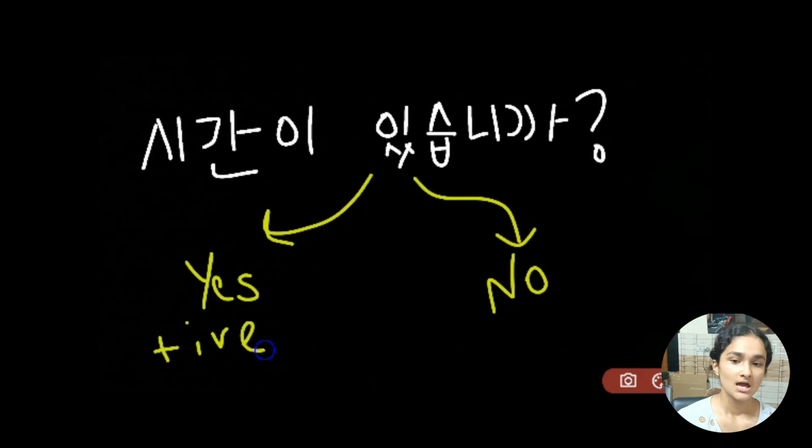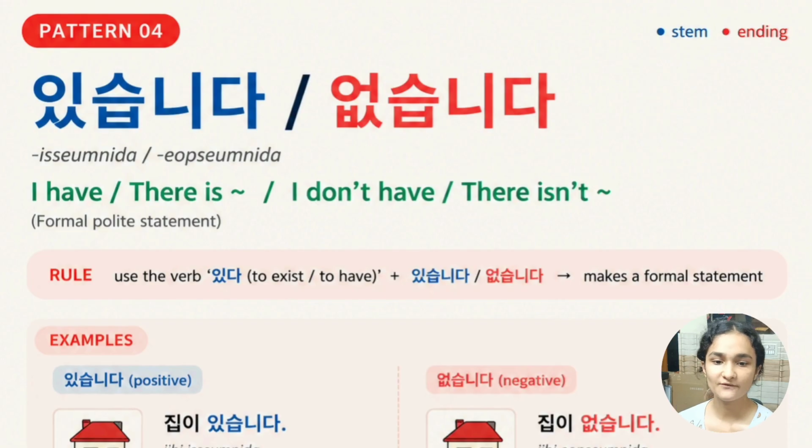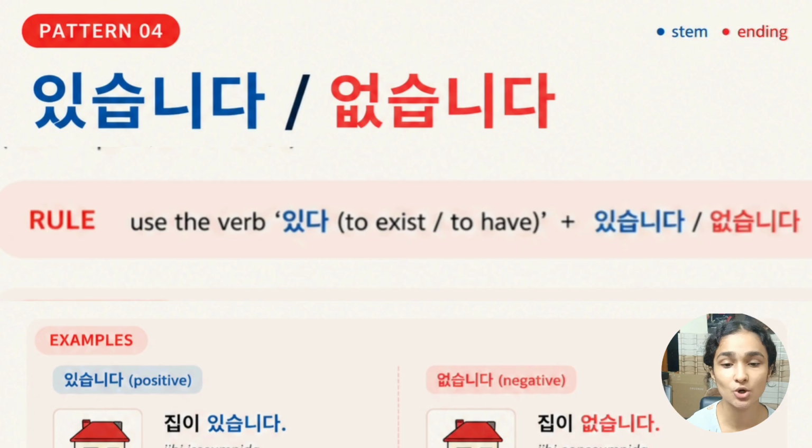있습니다 is the positive answer, like, yes, I have time. 네, 시간이 있습니다. And 없습니다 is the negative form, like, no, I don't have time. 아니요, 시간이 없습니다. Now the rule is that you have to use the verb 있다, to exist or to have, with 습니다, and the verb 없다, which means to not have or to not exist, with again 습니다. So it makes a formal statement, a formal answer.